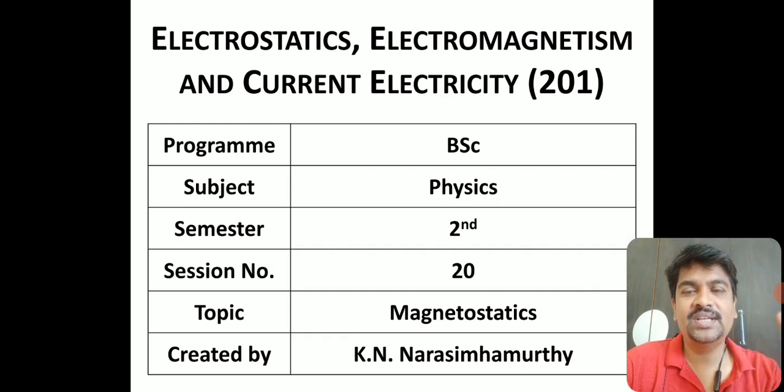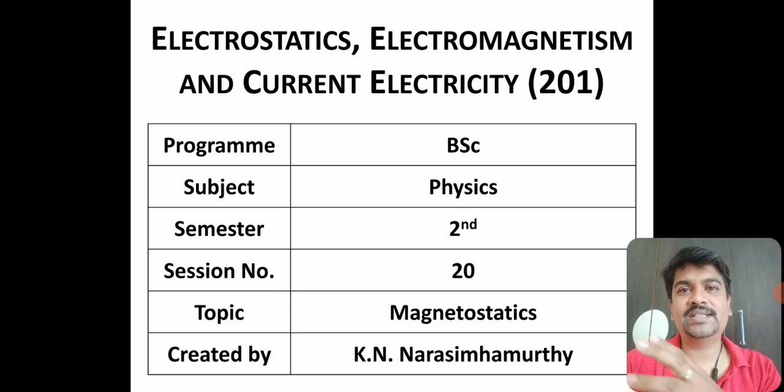The first case is for a straight conductor of finite length, where I got a magnetic field as mu naught I divided by 2 pi r. I also applied the same Biot-Savart's law for a circular coil, and I got a magnetic field as mu naught Ni divided by 2r for a circular coil.